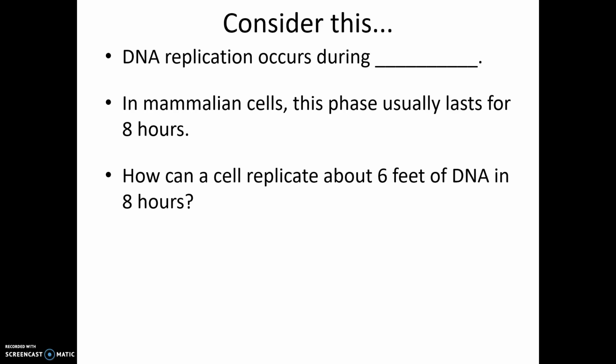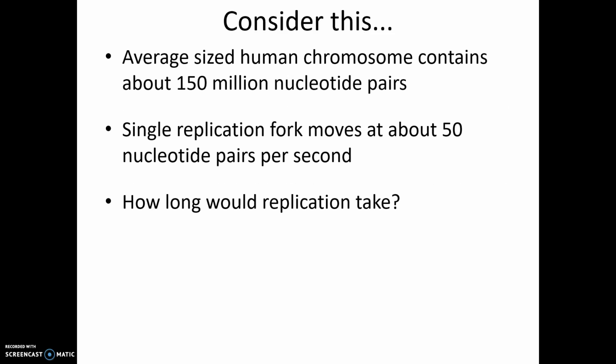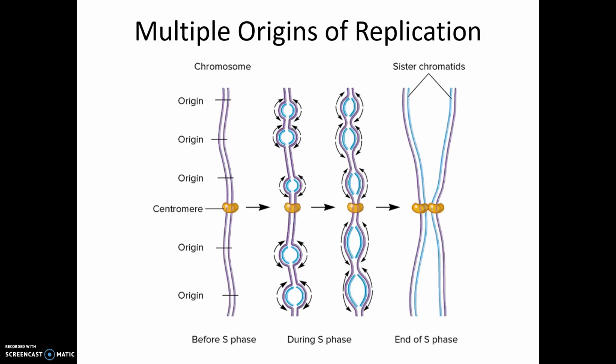However, DNA replication occurs when? What is the name of that phase? I'm hoping that S phase came to mind. In mammalian cells, S phase is only about 8 hours. So how can we replicate 6 feet of DNA in 8 hours when we know it would take much, much longer than that? Okay, so the first thing is they have multiple origins of replication.